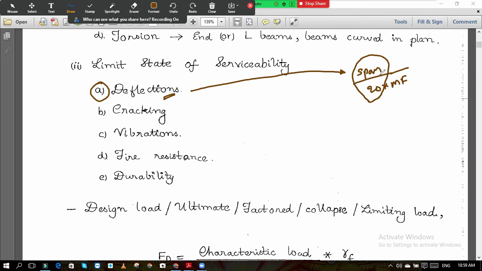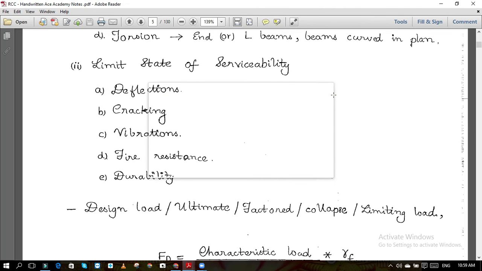So by considering the deflection, this is your formula for d, the depth of the beam. While considering the deflection, we take the depth of the member in such a way that it should not deflect more than the permissible value.